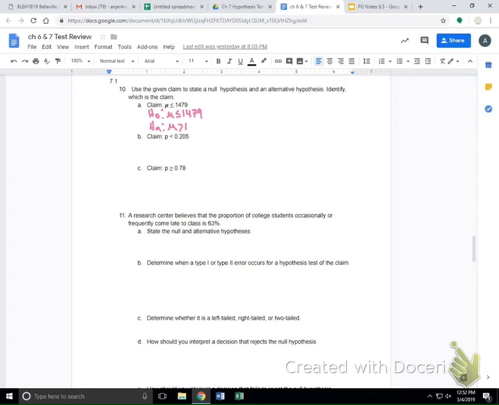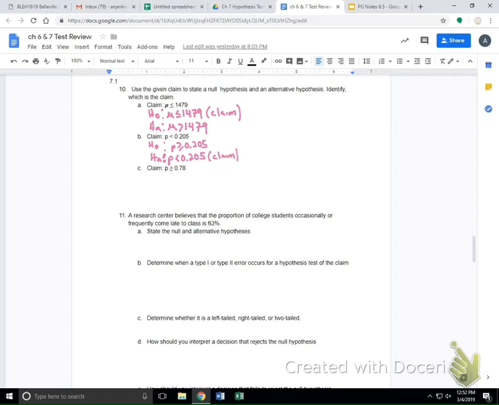Down here, it's going to be the complement to that. We know the claim is what it gave us, so the claim is your null hypothesis in this case. Your second one, you see that P is less than 0.205. That does not have an equal to sign with it, so that is your alternative hypothesis, which means up here we end up with P is greater than or equal to 0.205, and your claim is what's given, so that's your alternative hypothesis.